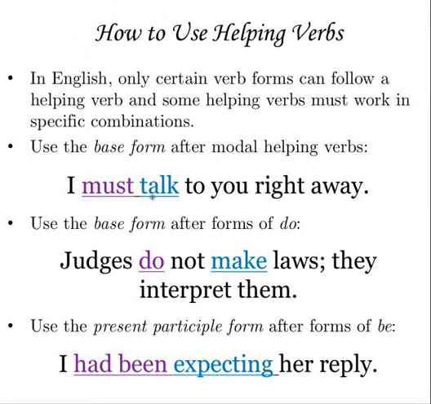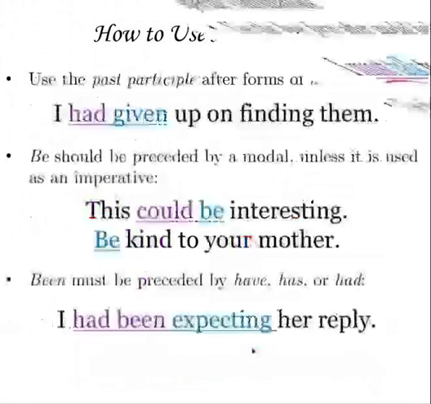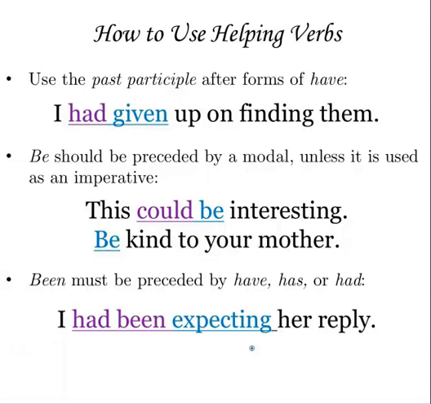You use the base form after modal helping verbs. I must talk to you right away. You use the base form after forms of do. Judges do not make laws. There's our base form. They interpret them. And you use the present participle form after forms of be. So, I had been expecting her reply. That ing makes it the present participle form. You use the past participle form after forms of have. I had given. It's an irregular form, but given is the past participle of the verb to give.